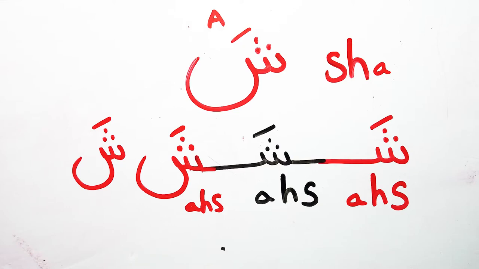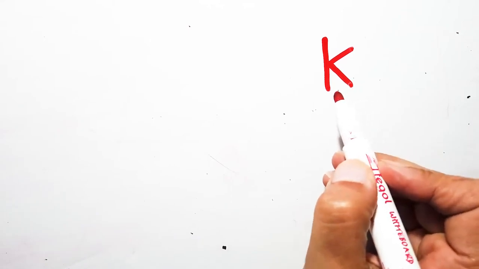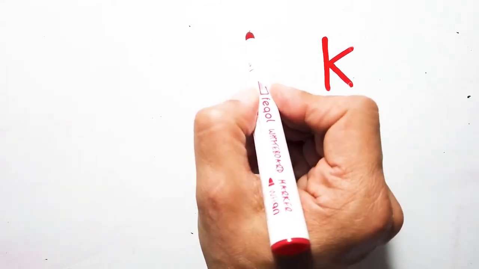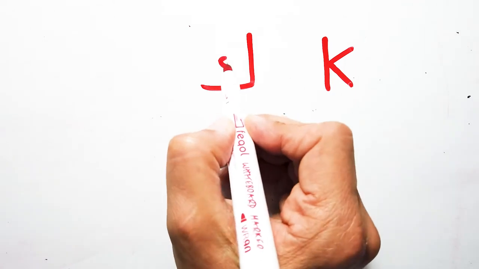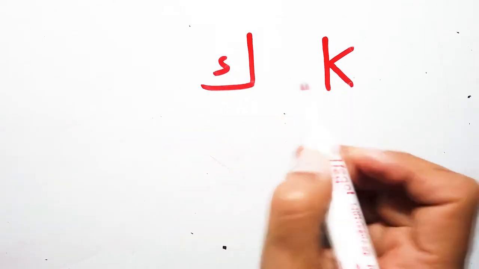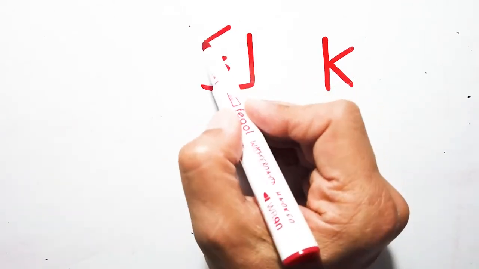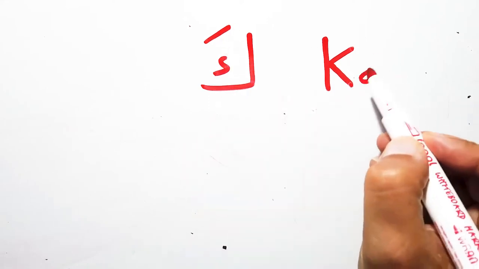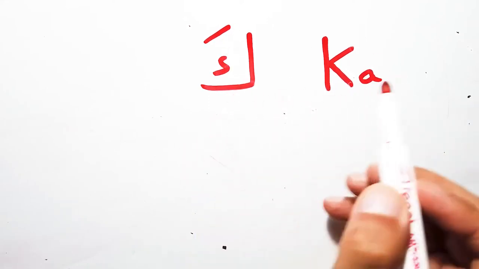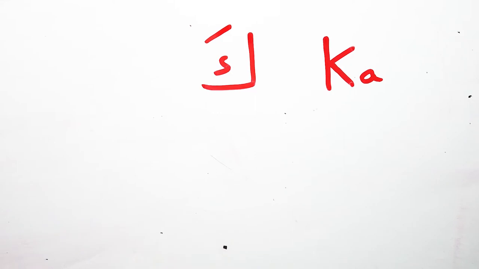Okay, let's see another letter. Now we have k. Like English, we have letter K. So this sound is k. I get it from this letter. Let's add this. K in the beginning of the word.